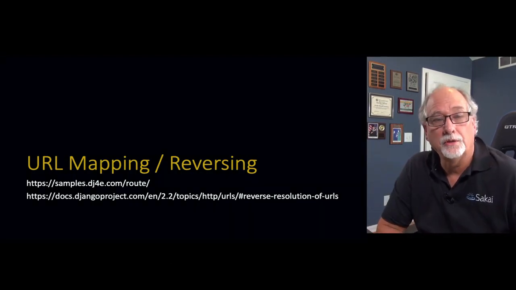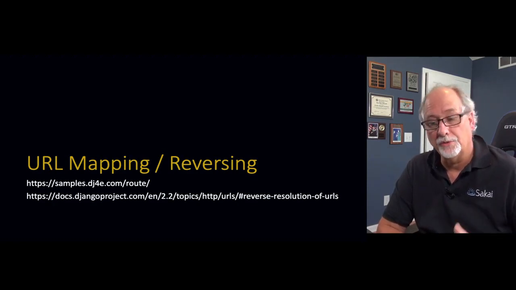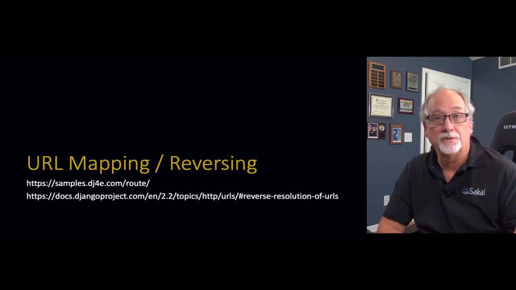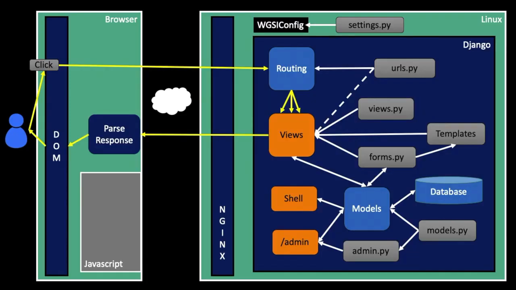So now we're going to take a quick look at URL mapping and URL reversing. This has to do with basically routing, and it really allows us to generate links from one page to another. So we're in the middle of a page and we want to make a link to a different page. We've got to figure out what the string of that is. So again, we're sitting here in the middle of our code.